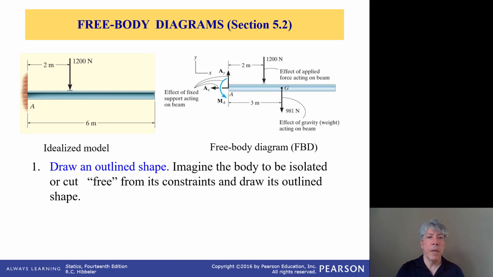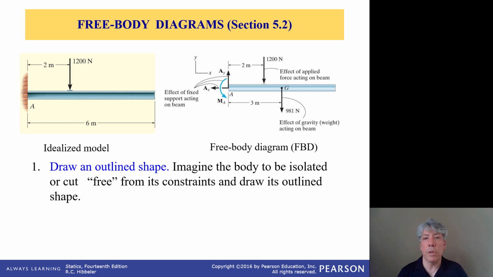6 meters long. To draw a free body diagram, what we'll do is draw an outlined shape. So this is really important. We've got to imagine that the body is free. It's just hanging there in space. And the reason we imagine it that way is we're trying to determine what support reactions are required to keep this beam in equilibrium. Because think about it, the heavier the beam is, the more force the wall is going to have to push up with at A in order to support the beam.